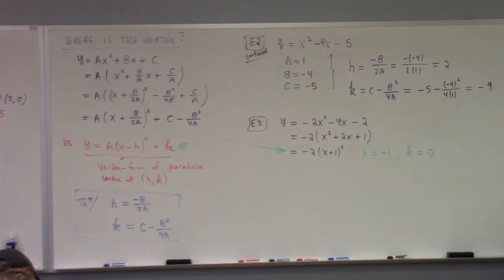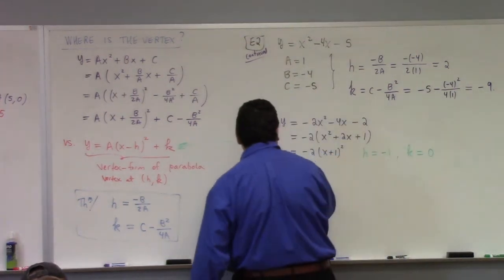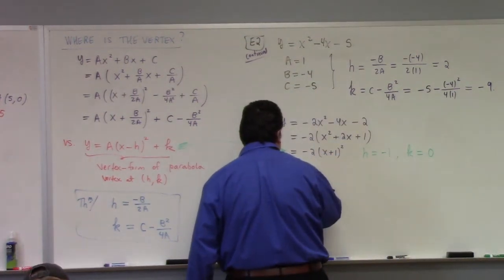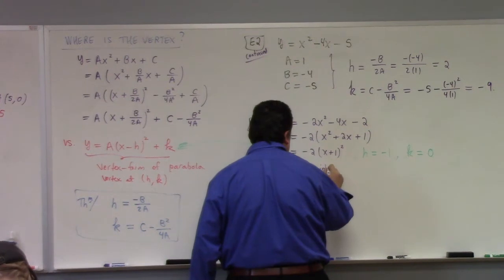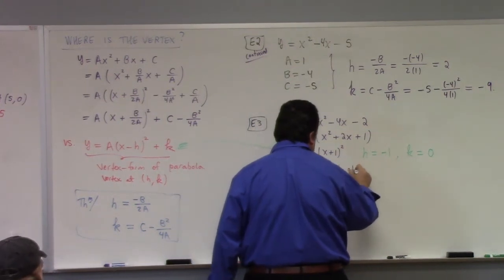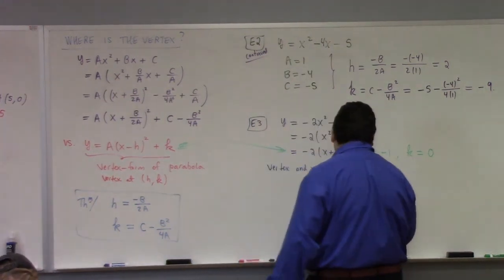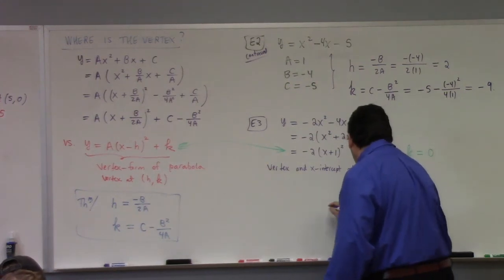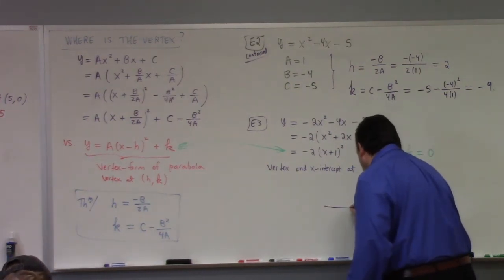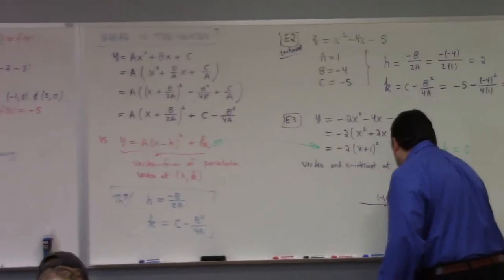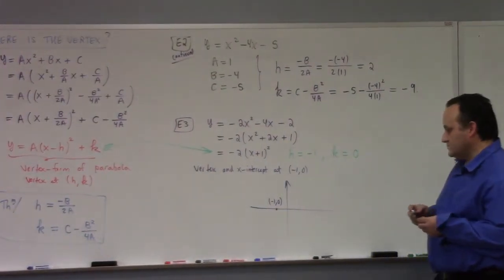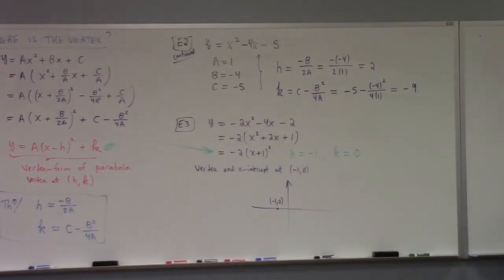What else is minus 1 comma 0? It is an x-intercept. So the vertex and x-intercept here are both at minus 1, 0. And so if I graph this thing, what happens? How do I set the scale? What other easy point can you give me on this parabola?